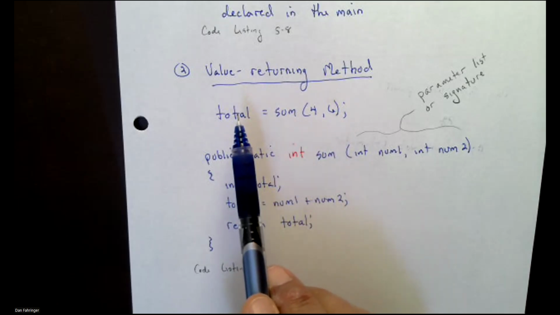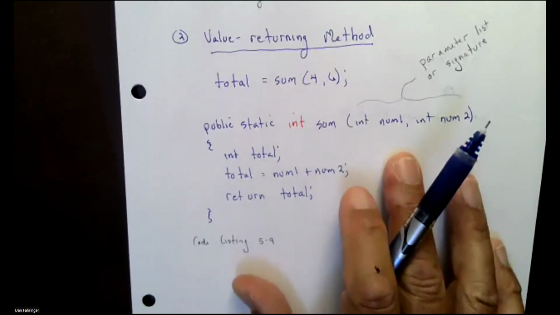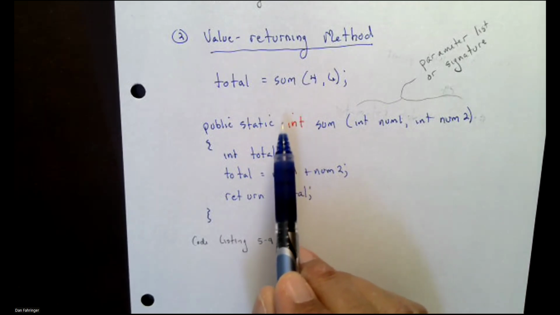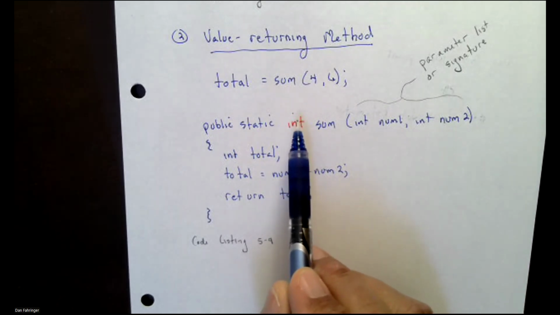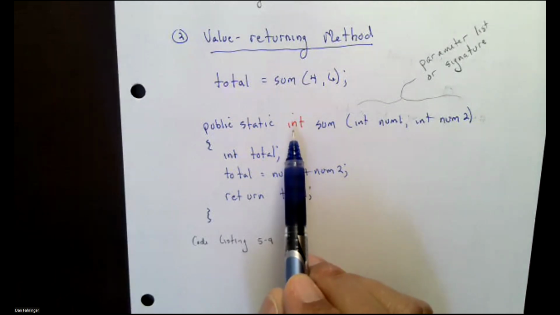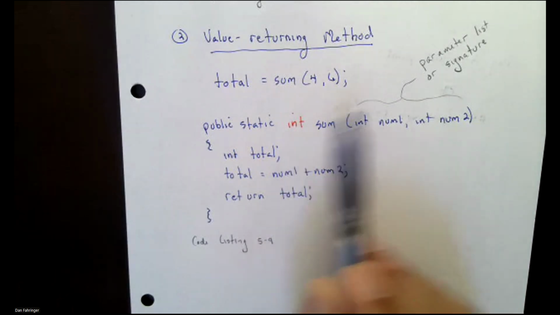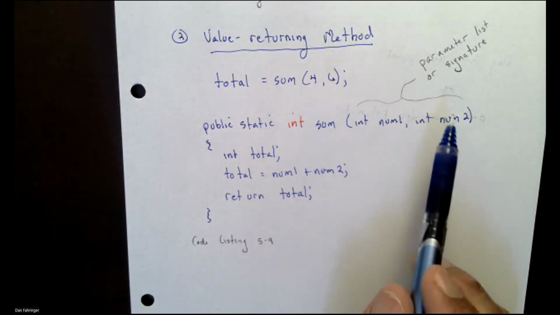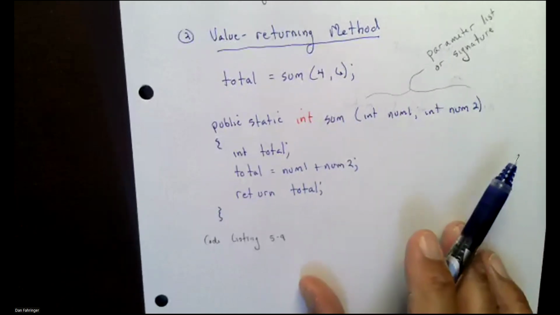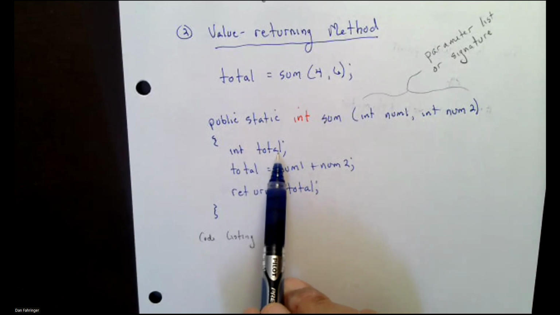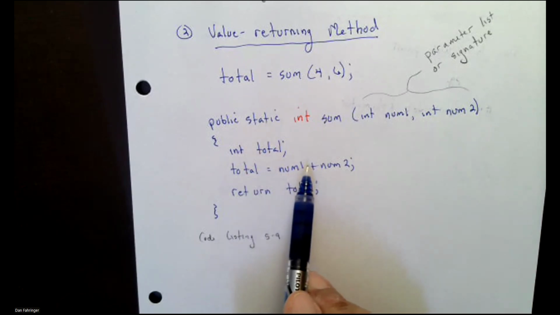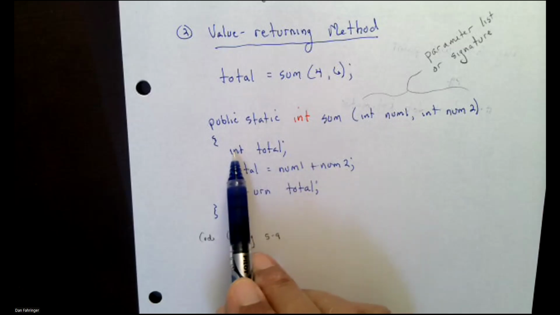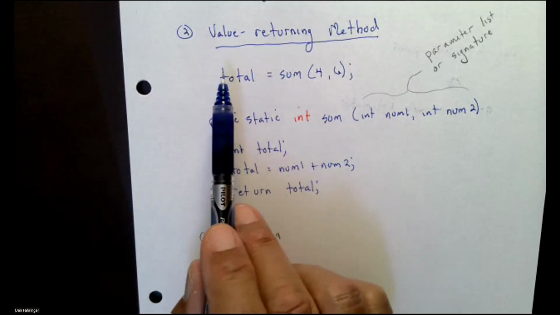That value is going to be stored in total. You notice the difference this time. Public static int. This is my return type. That was void before, which means nothing was coming back. This is int. So a value's coming back. 4 is stored in the local variable num1. 6 is stored in the local variable num2. I create a local variable called total. Total gets the value of num1 plus num2. And now I return an integer all the way back into this total.